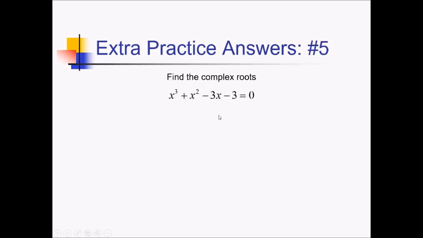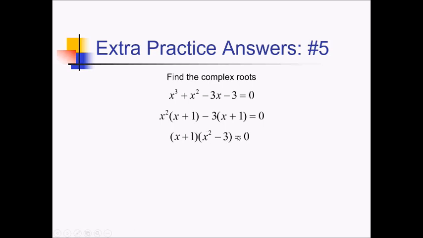For this problem, doesn't look like we can take out any common factors, but since we have 4 terms, we can try grouping. For the first 2 terms, looks like I can take out an x squared. That'll leave me with x plus 1. For the last 2 terms, I can take out a negative 3. That leaves me with an x plus 1. Well, since I have a repeated x plus 1, that comes out as a common factor. And now I have x squared minus 3 as my other factor.